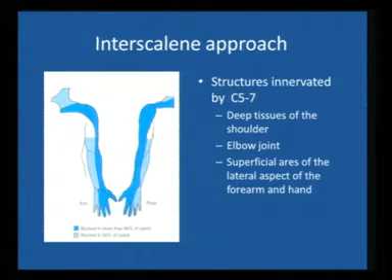First, let us learn about the interscalene approach. The structures which are blocked by the interscalene approach are the shoulder, the arm, lateral aspect of the arm, lateral aspect of forearm, and the hand. You can see the one in light blue is 50% blocked, whereas the one in dark blue is blocked in 90% of cases.